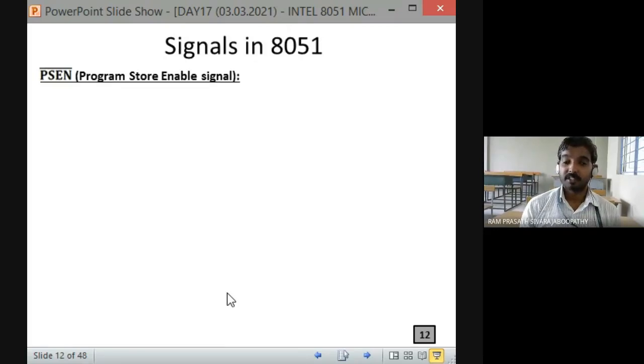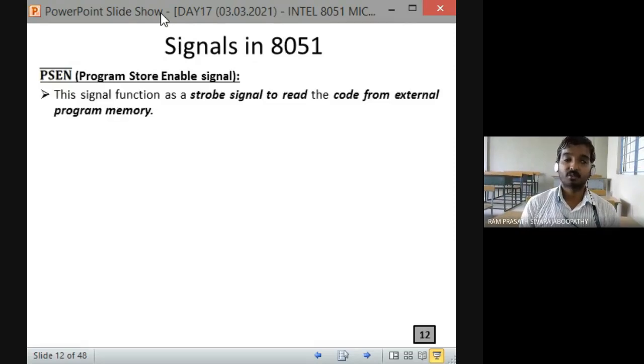So, to read data from the data memory, or to write data into the data memory, we have two signals, RD bar and WR bar, correct? In the 8051 microcontroller, we have a write signal and a read signal. To get the program into the microcontroller, we have this pin PSEN bar, which is nothing but a read signal that can be used to get the code into the CPU. So this signal functions as a strobe signal to read the code from external program memory.